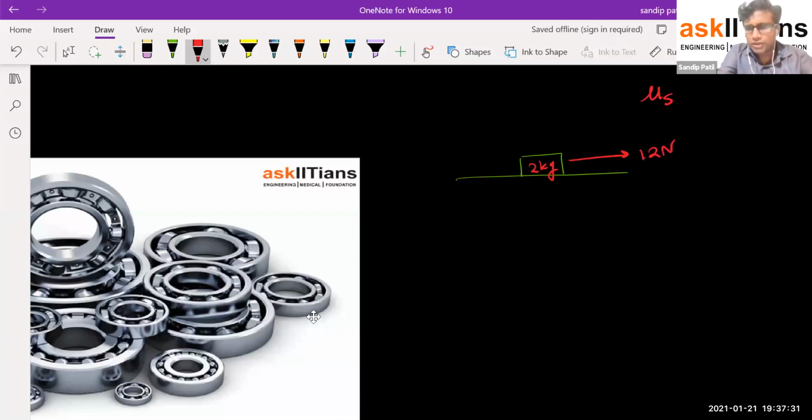Let's say mu s. Mu s means what? Coefficient of static friction, that's right. So mu s is 0.4. It does not have any unit, it does not have any dimensions. We know that, right? So a 12 Newton force is applied, and mu s is 0.4. Now solve this question and tell me whether this block will have the kinetic force of friction or the static force of friction. I will give you 1 minute to solve this question. Let's see whether your concept is clear or not.